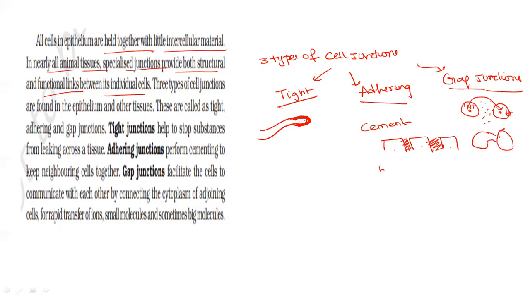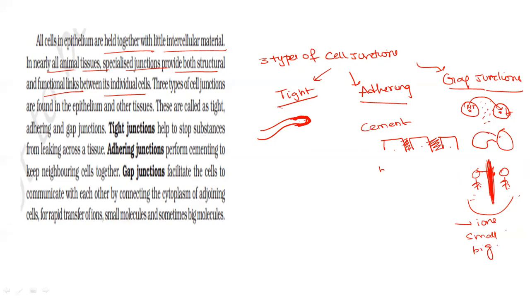So gap junction is similar to how you exchange a pen or something with your friend, but now as it's COVID times, you might exchange it through the wall. Suppose your friend is here and you are here. Maybe you want to exchange a pen. You would give it through this wall, right? So gap junction is something like this wall where it facilitates the cells to communicate with each other by connecting the cytoplasm of adjoining cells. So it can be for transfer of ions or small molecules or big molecules.